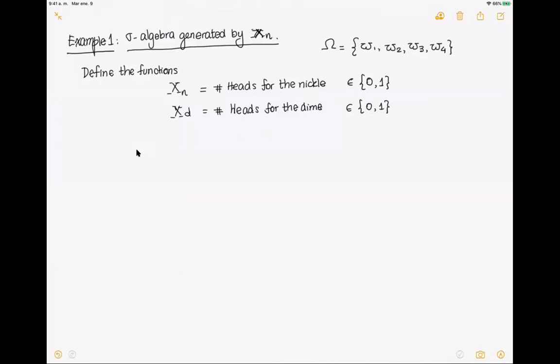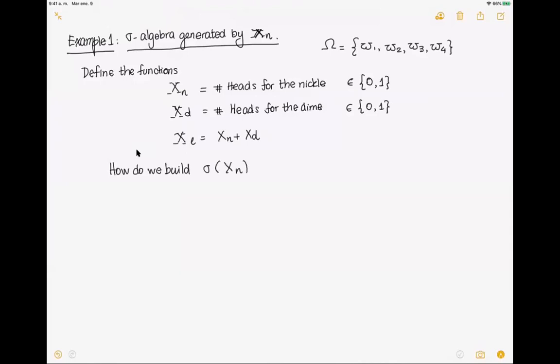Furthermore, we are going to define XL as being XN plus XD. So it's the total number of heads in the experiment. Now the important thing is, how do we build the sigma algebra generated by Xn?